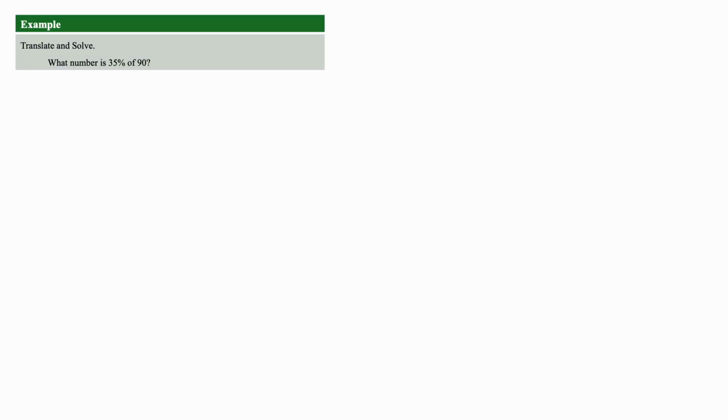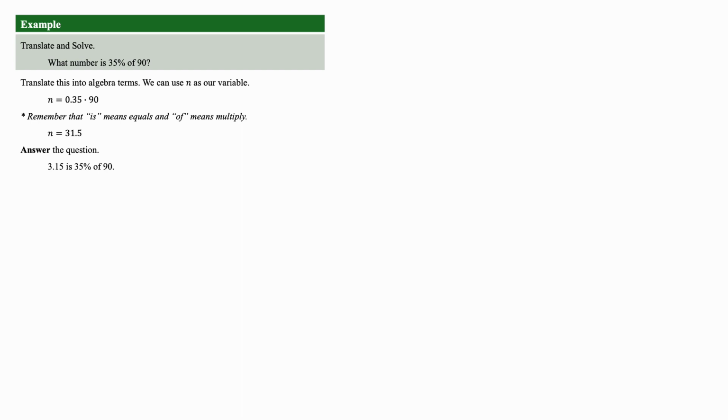In this example, let's translate and solve. What is 35% of 90? Well, let's translate this into algebra terms. We can use n as our variable, so we have n is equal to 0.35 times 90, noting that the 0.35 is the 35% translated into a decimal. And we have to remember that is means equal and of means multiply. So what number is 35% of 90? Then after solving, we get 31.5. And then let's answer the question, which is 31.5 is 35% of 90.